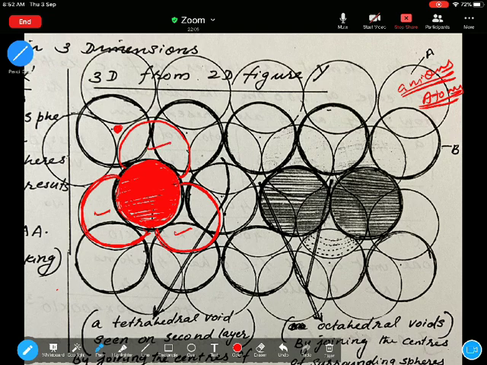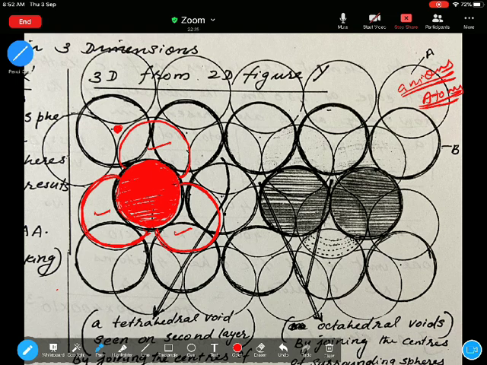3 down balls and 1 upper ball. If you join the centers of these balls, you will get a tetrahedral shape. So this void is called a tetrahedral void. When you join the centers of these 4 balls, you will get a tetrahedron. So we call this gap between these 4 balls a tetrahedral void.